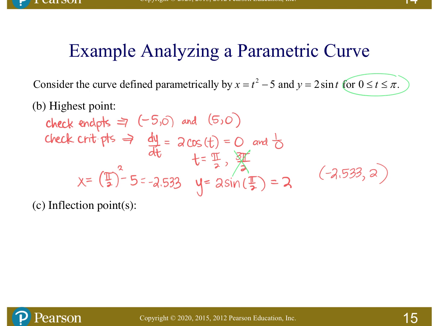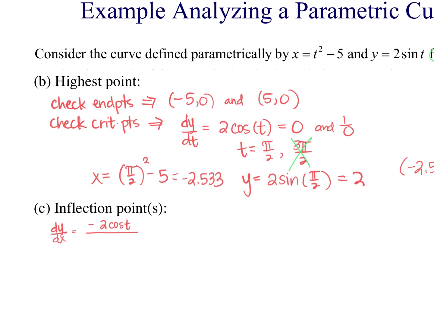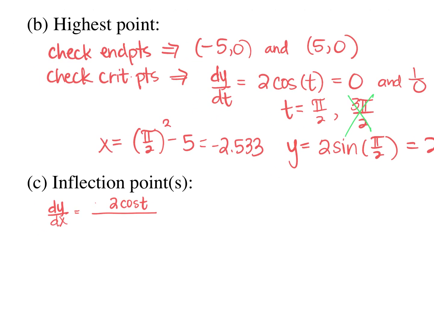All right, to find our inflection point, we're going to need to find the second derivative. All right, Jonathan, can you find the first derivative, please? Negative 2 cosine t over 2t. Okay, so is it negative or are you changing your mind? No, it's positive. All right, so positive 2 cos t over, what'd you say the denominator was? 2t. Okay, so if we simplify that, we get cos t over regular t. Okay, good.